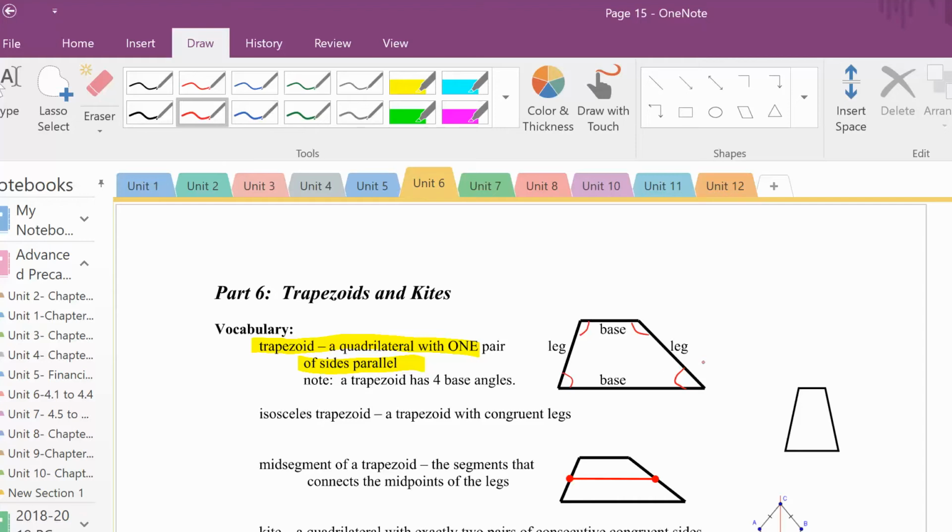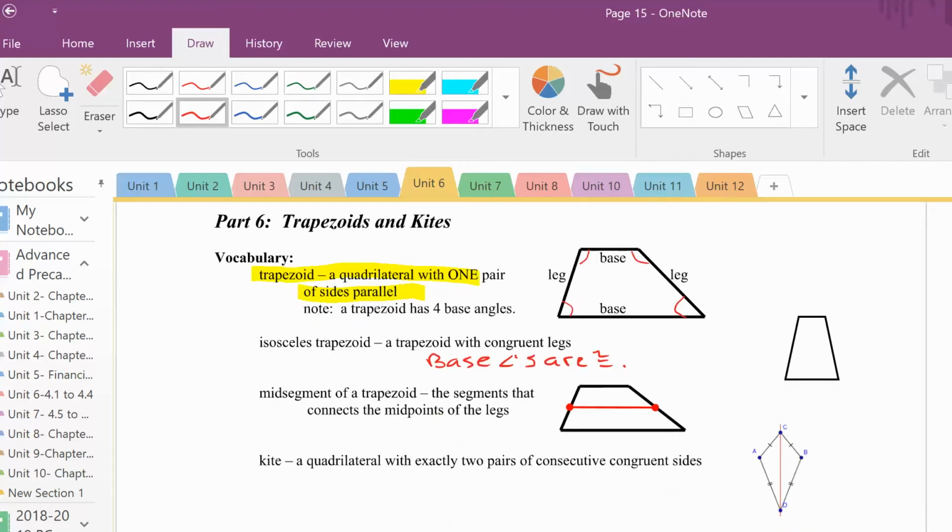An isosceles trapezoid would have congruent legs, and that means at the same time it would have congruent base angles as well. The mid-segment of a trapezoid is a segment that connects the midpoints of the legs.